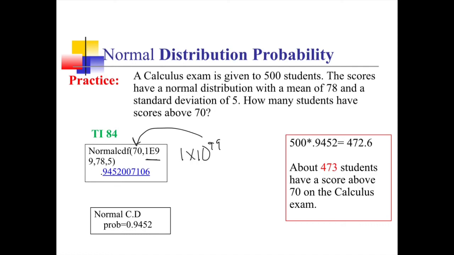So that makes sense. Well, here's a question over here. How many students have scored above 70? We would take the total that was given in the problem, 500, multiply by the probability we just found, and find out that 473 students have scores above 70 on the calculus exam. If you get a decimal, we can't cut students in half, so always round up.